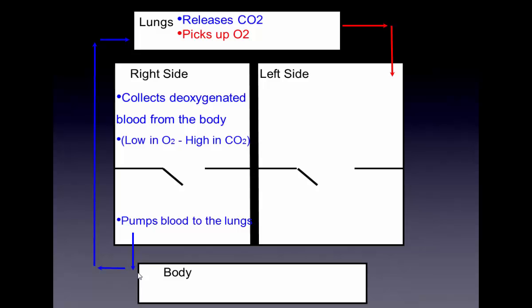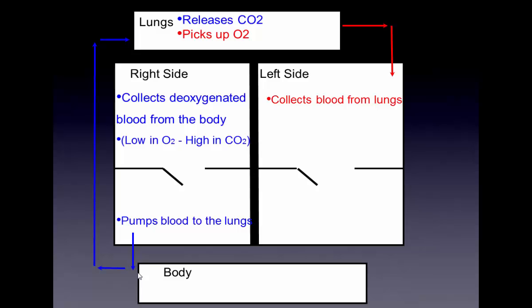Right. Then your carbon dioxide builds up in your blood, your oxygen levels drop, and that's why you feel weird or you could pass out if you don't have oxygen, because your brain's not getting the oxygen it needs. So this blood gets back to the left side of the heart. The left atrium collects the blood from the lungs.